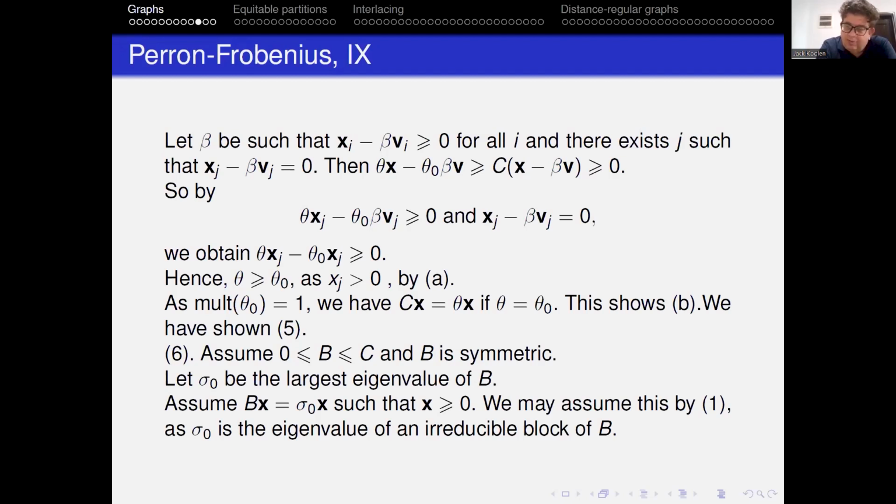And we have this because we don't know whether B is irreducible or not. But then we look at all the irreducible parts, and one of them has the largest eigenvalue. We take that irreducible part, and it has an eigenvector, and on the rest we take 0.